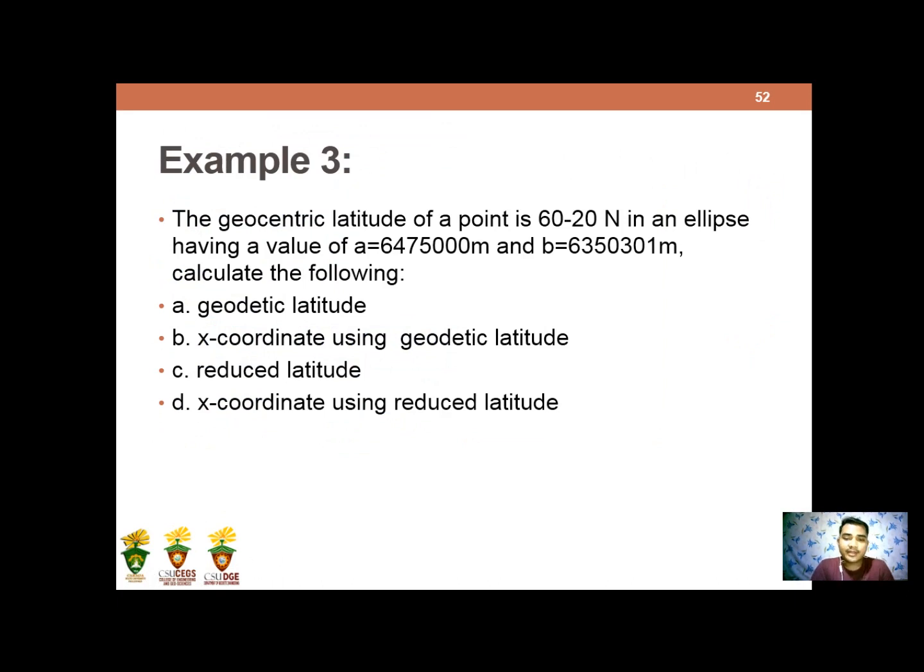So for example number 3, we have the geocentric latitude of a point as 60 degrees and 20 minutes north in an ellipse having a value of a equal to 6475000 meters and b equal to 6350301 meters. Calculate the following. A, the geodetic latitude. B, the x coordinate using the geodetic latitude. C, the reduced latitude, and D, the x coordinate using the reduced latitude.